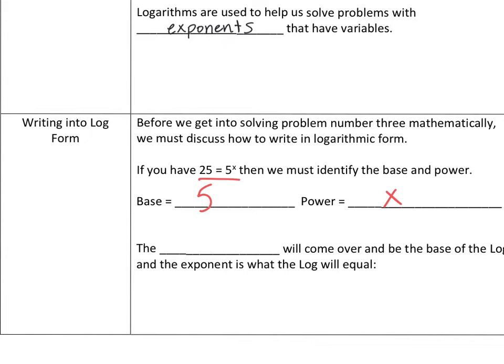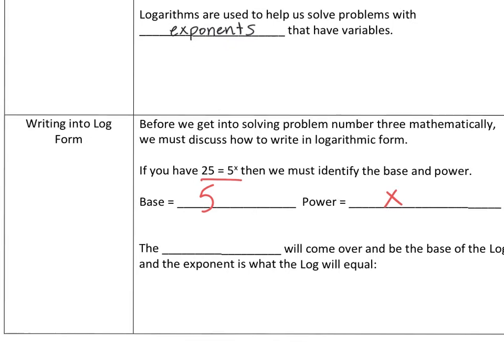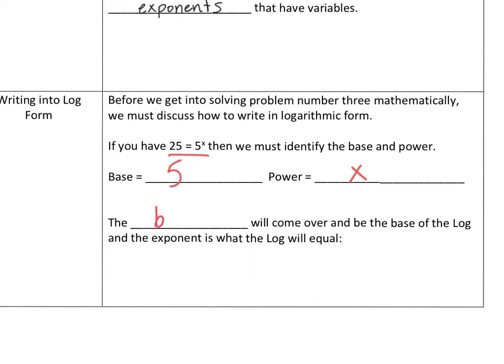Okay? What's going to happen is that the base is going to come over and it's going to also be the base of the logarithm. And how we write logarithms: we shorten the word, because obviously logarithm is really long, so we shorten it to log, okay? The base, we write it really small right next to that g, but kind of like below it a little bit, okay? So log base 5 of 25 equals x, okay?